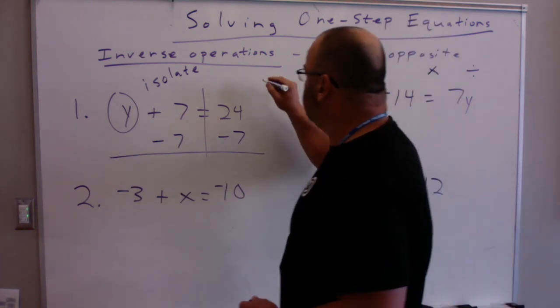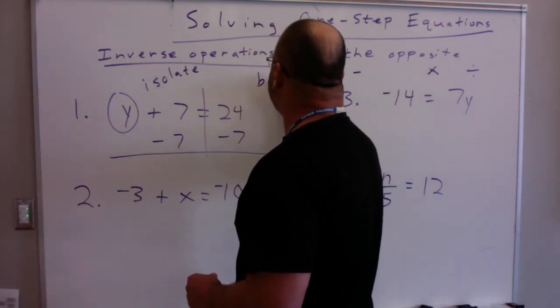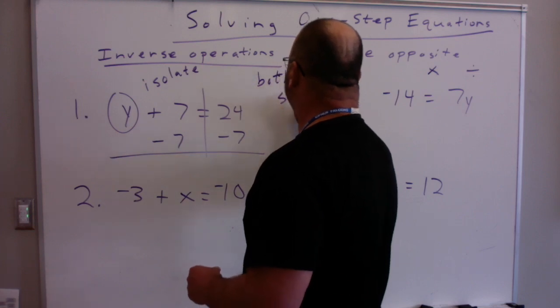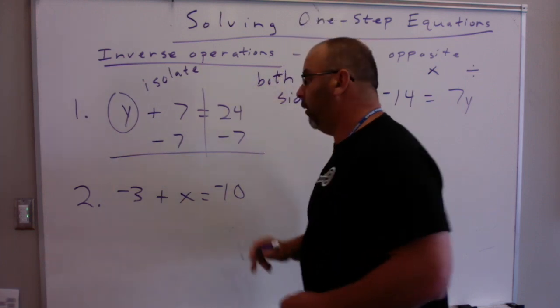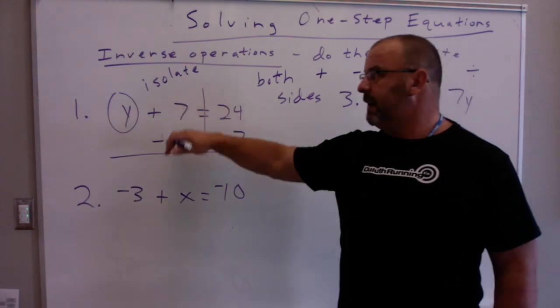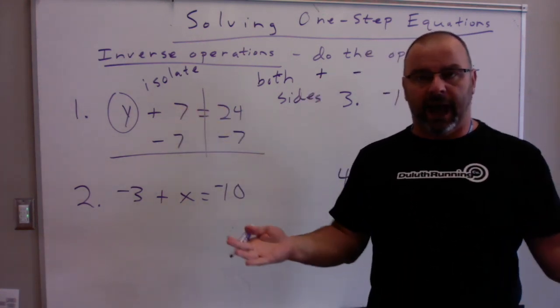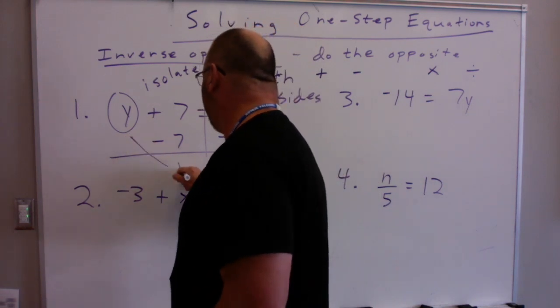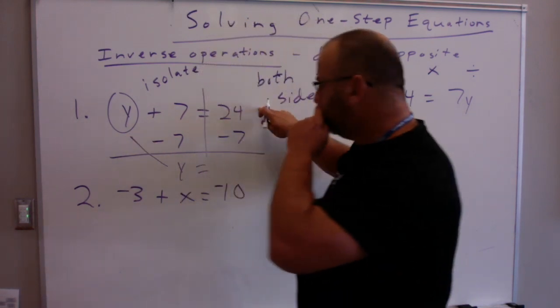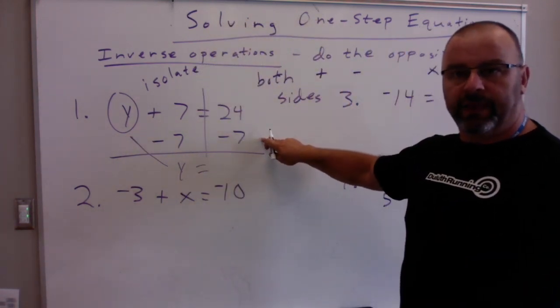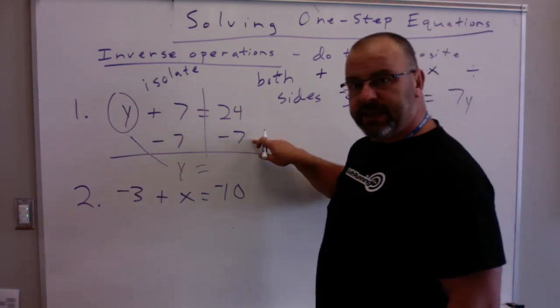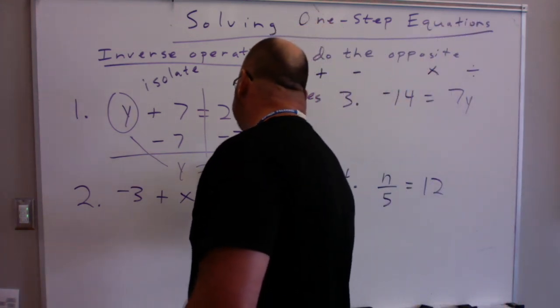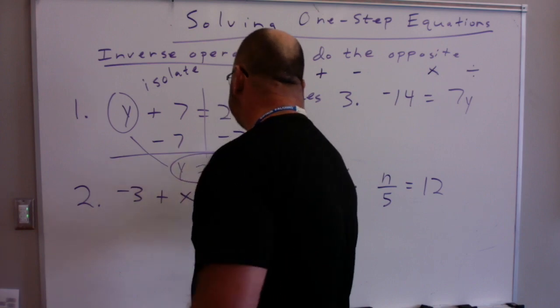I'm also going to do what I do to one side to the other side. So I'm going to do it to both sides. That's important to know. So plus 7 minus 7 is opposite, that would be 0. So this just gives me y. Y equals 24 minus 7 over on this side. 24 minus 7 would be 17. So the answer is y equals 17.